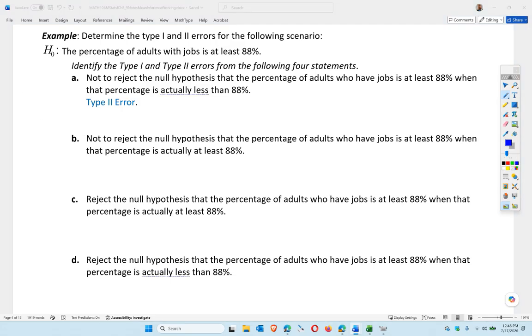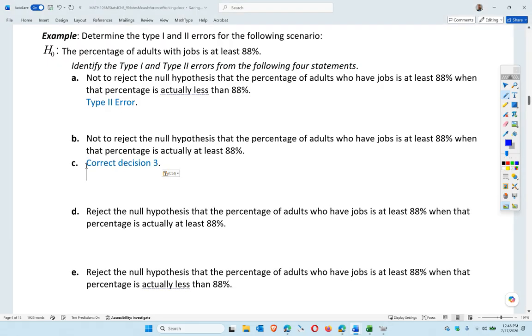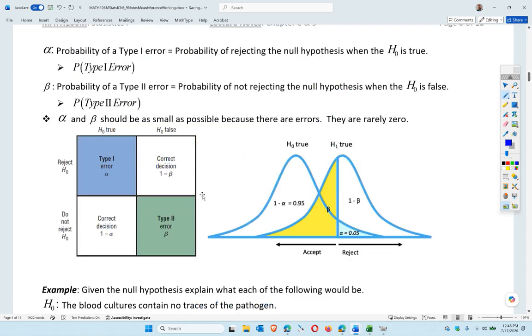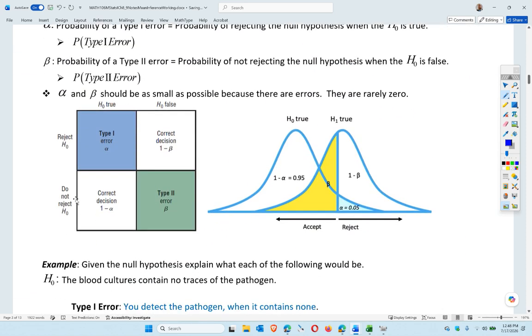So that's the bottom one, right? Because it's the do not reject. So that's the correct decision 3 on the box, isn't it? Right? Because you think about it, as far as the box goes, that's the bottom down here. Didn't reject it, and you end up being true. So that's the correct decision, right?